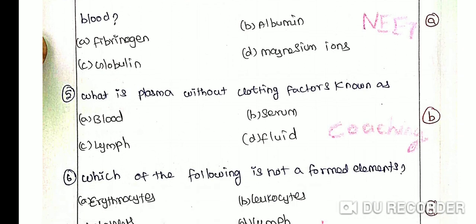What is plasma without clotting factors known as? Option A blood, option B serum, option C lymph, option D fluid. Plasma without clotting factors is known as serum. Factors for coagulation or clotting of blood are also present in the plasma in an inactive form.